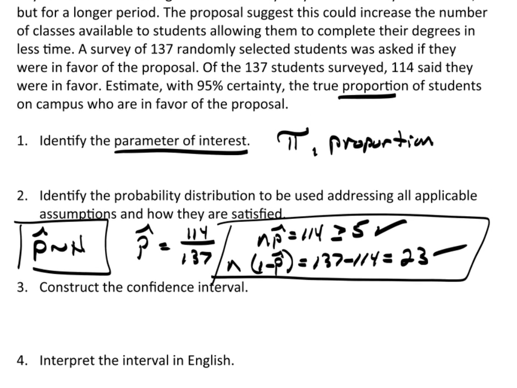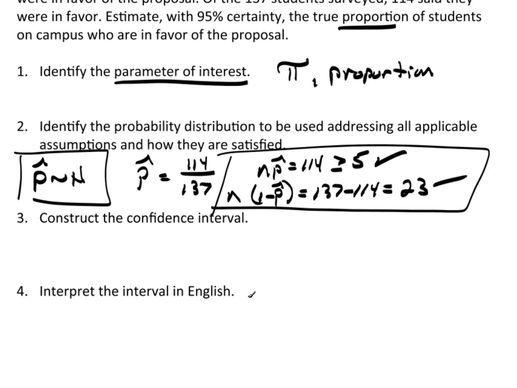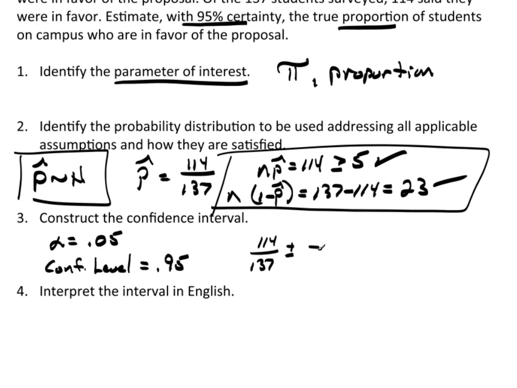Now I need to construct my confidence interval. Well, it's said to be 95% certain. That means that alpha, the level of significance, equals 0.05, and the confidence level equals 0.95. So my actual confidence interval will look like the point estimate, which is 114 over 137, plus and minus z of alpha over 2, which we haven't found yet, times the square root of 114 over 137 times 1 minus 114 over 137, all over n.